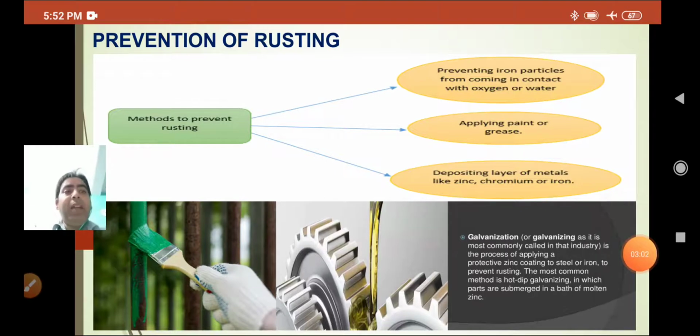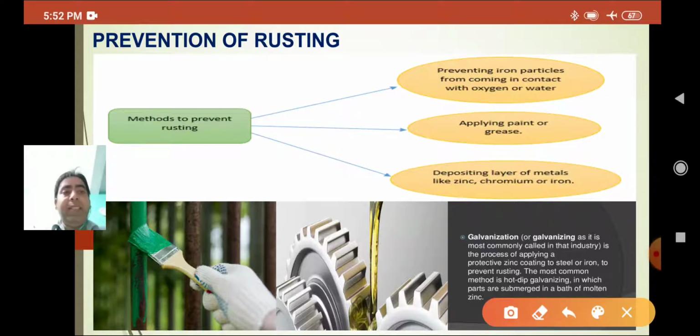Here we are applying the oil. You can see here, in machines we are applying oil, which also prevents them from rusting.